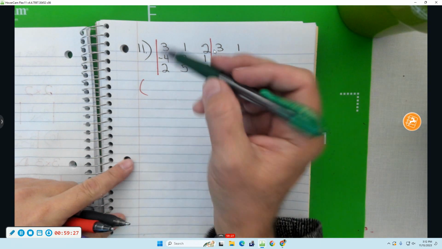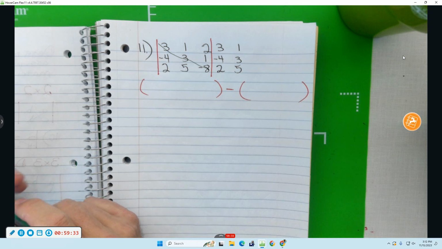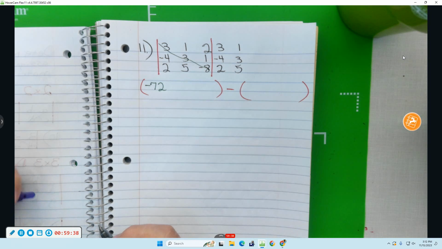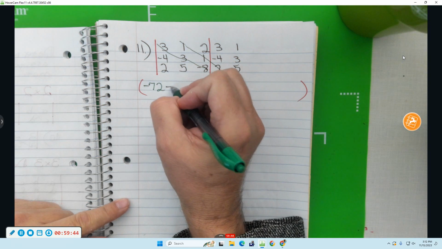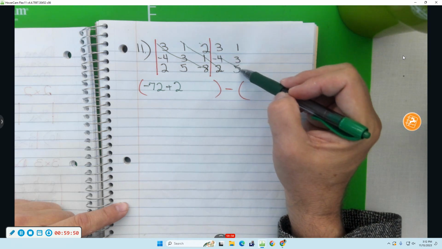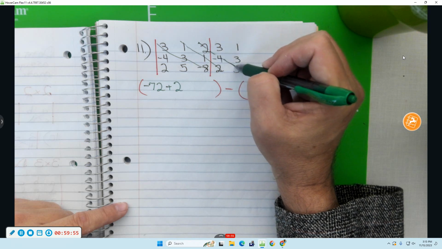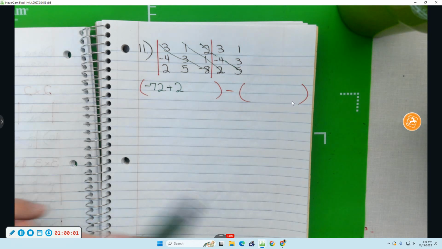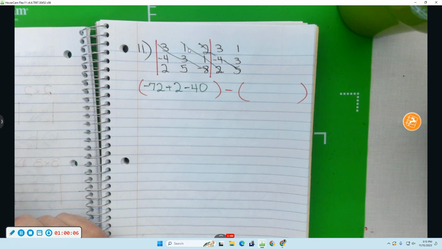And here we go. 3 times 3 times -8. 3 times 3 is 9, times -8 is -72. Move over to the next one. 1 times 1 times 2. That's a +2. The third one, 2 times -4 times 5. That is a negative 40, so minus 40. That's what we did. Multiply, multiply.